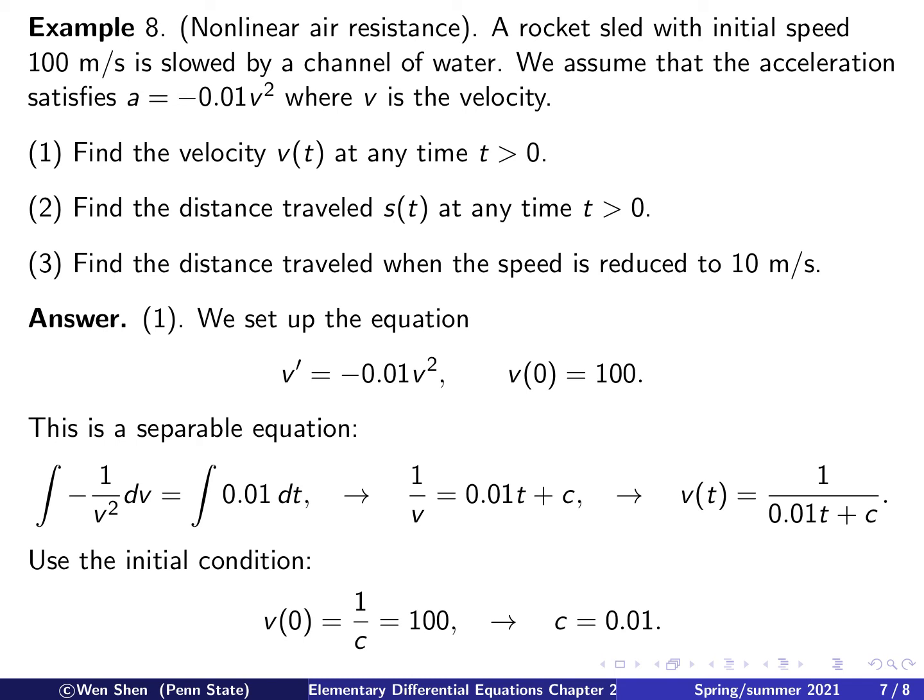I will be brief in the solution because we know what to do already. Let's move v squared over and put dt here, and we integrate. The integral of this gives me 1 over v, and integrating this gives me t with a constant. Then I can take the reciprocal on both sides and get the explicit form: v of t is 1 over that. The arbitrary constant c can be determined by the initial condition. So v0, putting t to be 0, is 1 over c equals 100, so c is 0.01.